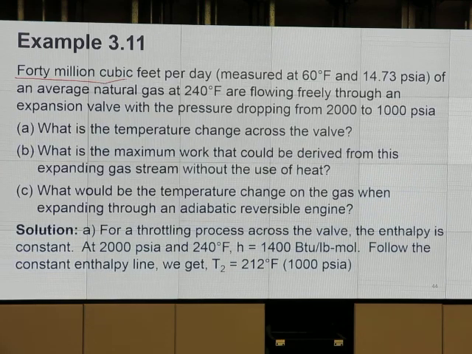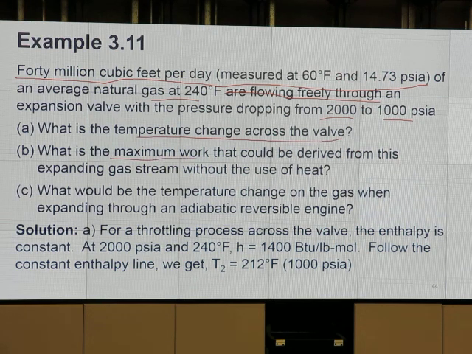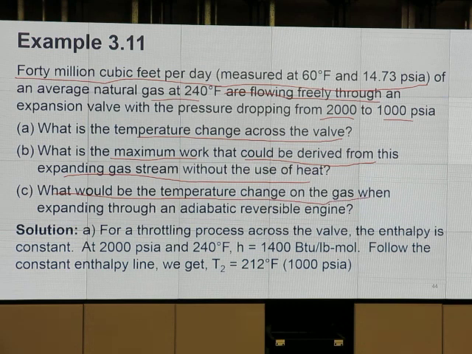40 million cubic feet per day measured at standard condition at that temperature, flowing freely through an expansion valve with a pressure drop from 2000 to 1000 psi. What is the temperature change across the valve? What is the maximum work that could be delivered from this expanding gas stream without using heat? What would be the temperature change on the gas when expanding through an adiabatic reversible engine?